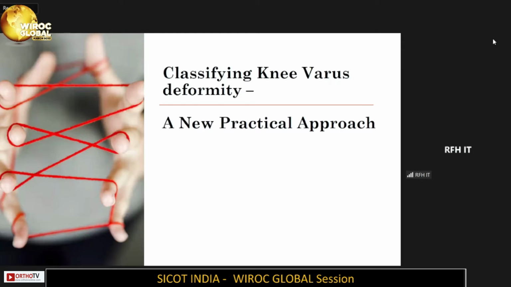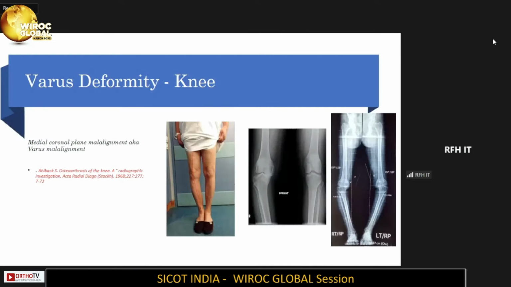So this work, classifying knee varus deformity, a new practical approach, was undertaken by us a couple of years back, and it is still going on. And the essence of it is going to be discussed today over here.